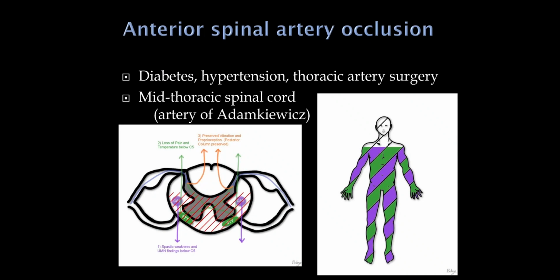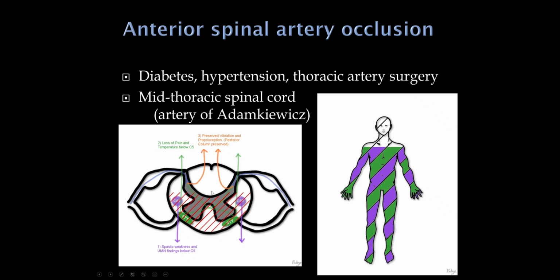The most common stroke of the spinal cord involves the anterior spinal artery, and so the two most common stroke risk factors are diabetes and hypertension. So these are risk factors we'll see with strokes in the brain and the spinal cord. This is also something that will often occur after or during thoracic artery surgery. So the blood vessel to remember here is the artery of Adamkiewicz, which I will show on the next slide. So the anterior spinal artery supplies this whole portion of the spinal cord.